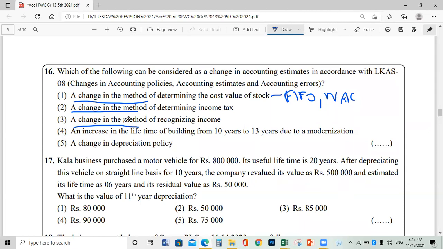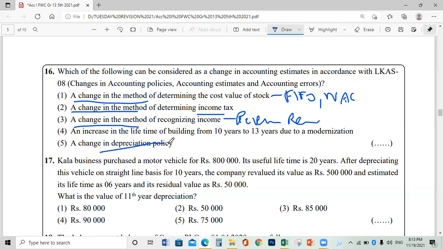Before, you determined income tax in a different way, now you're changing the policy to determine income tax. Okay, just because you see the words income tax, don't come to a conclusion that it's an estimate. No guys, they are telling you the method of determining income tax has changed, the method of recognizing income has changed. So you have changed the revenue recognition policy. There are different ways to recognize revenue, so you have changed it.